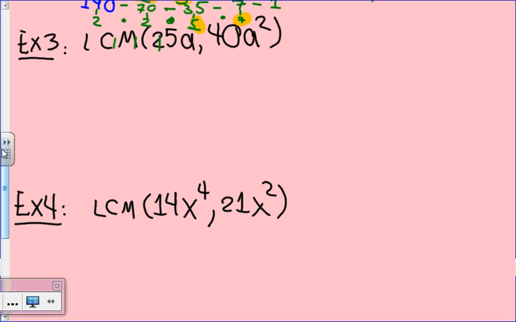More of the stripes in there. So we have 25a, and we have 40a squared. Remember when we do the prime factorization, we just write down how many times the variable appears. So 25, we'll start with that. We can divide by 5, and we get to 5. We divide by 5 again, and we're done. And we also have 1a in there.